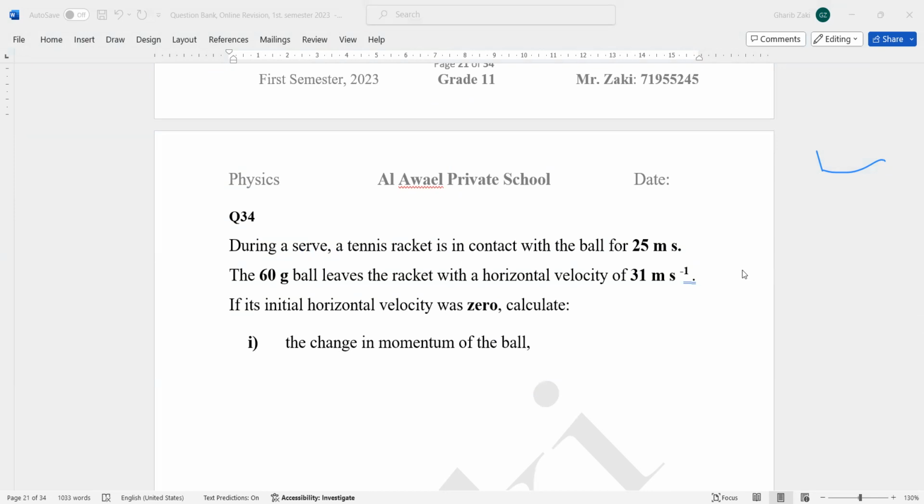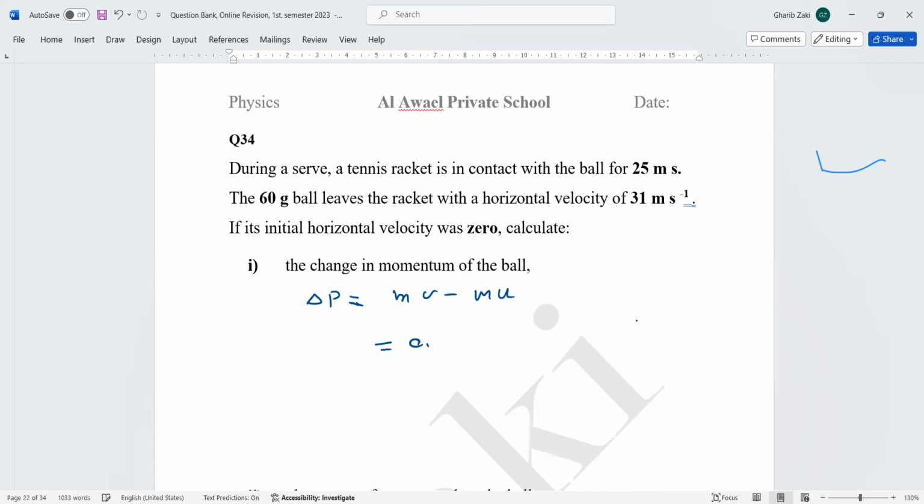He said, find the change in momentum. So the change in momentum, denoted by delta P, is the final momentum minus the initial momentum. Now, it is 0.06 multiply 31 minus 0.6 multiply 0. The answer is 1.86. The unit is kilogram meter per second.